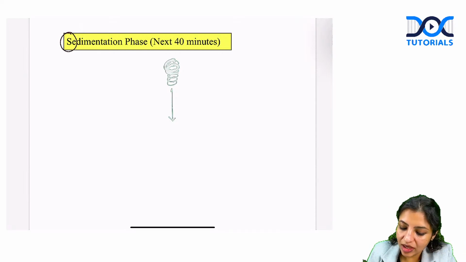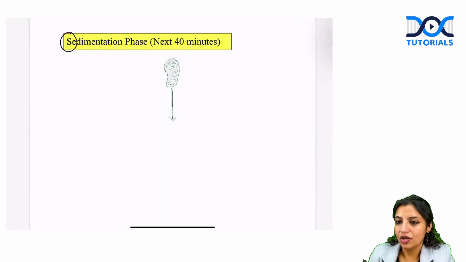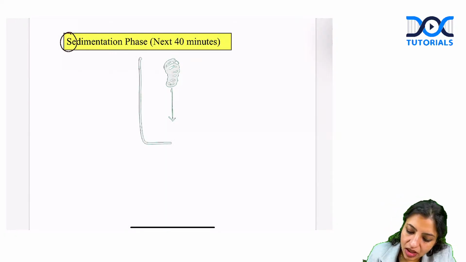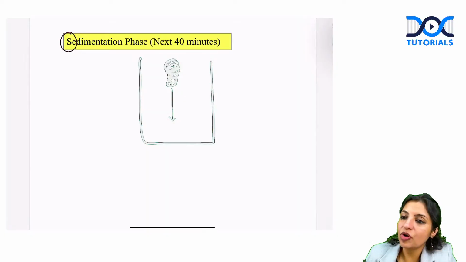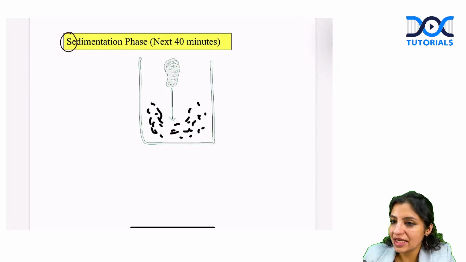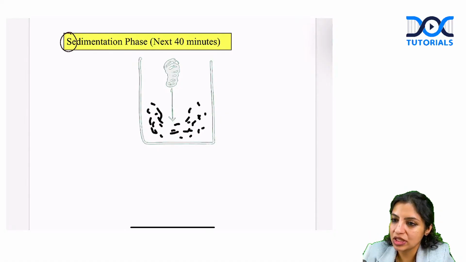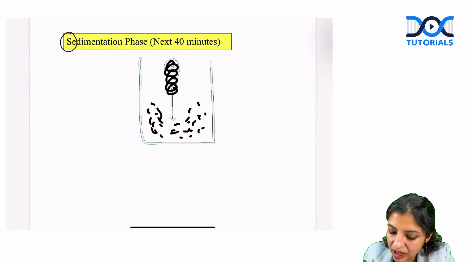So that is why the heavier, the bigger the rouleau, the more the fall. That means the sedimentation depends upon, number 1, plasma viscosity. Suppose the plasma viscosity is less, then the RBCs will fall very quickly. So that is number 1, it depends upon plasma viscosity. Number 2, it depends upon how big the rouleau is.